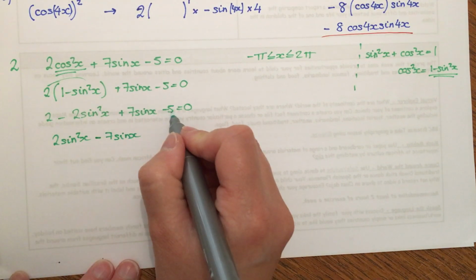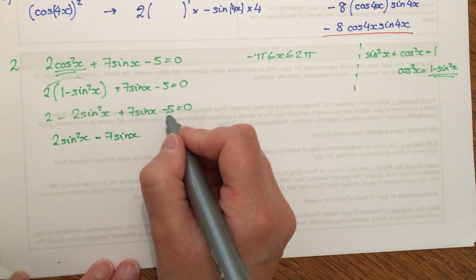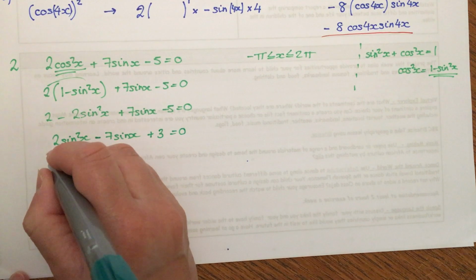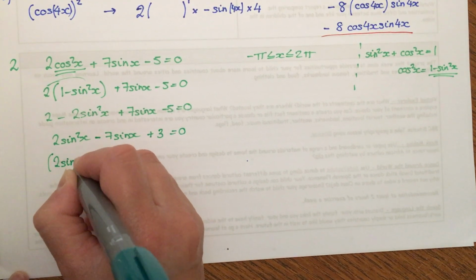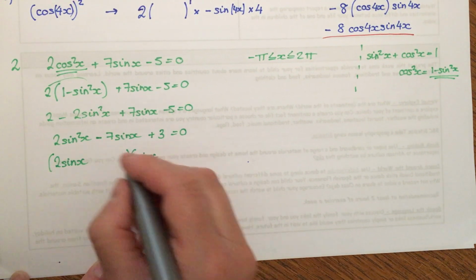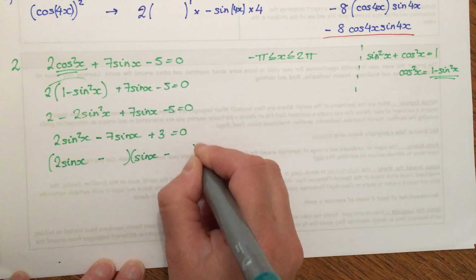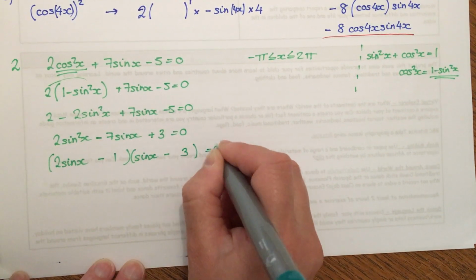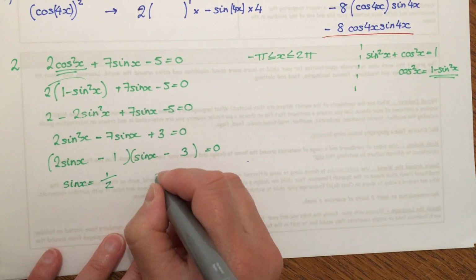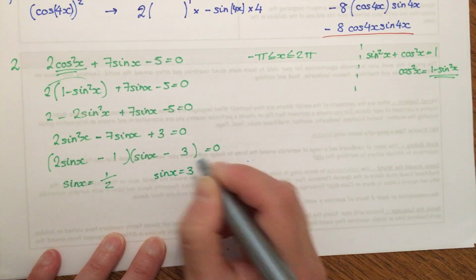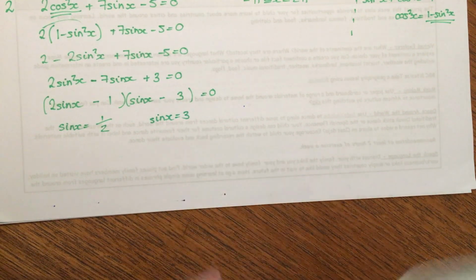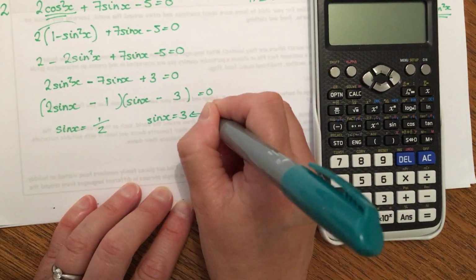And here I've got 2 take away 5, which is -3. If I times that by -1, I get 3. This will factorise to 2 sine x and sine x. And then to get +3 in the negative here, I need to have 2 negatives. And the 3 will have to be on that one, which means that sine x is 1/2 and sine x is 3. So you know that the sine curve only goes between 1 and -1, so this one's not valid. So you're not going to get any solutions for that.